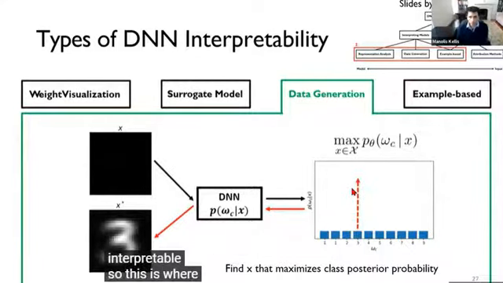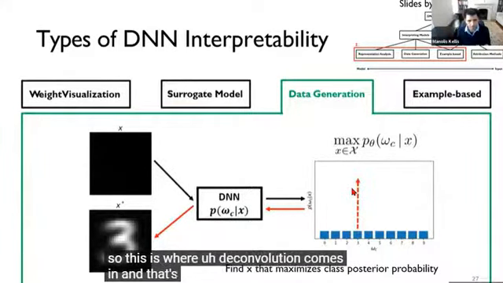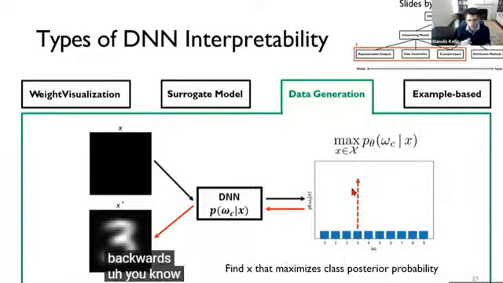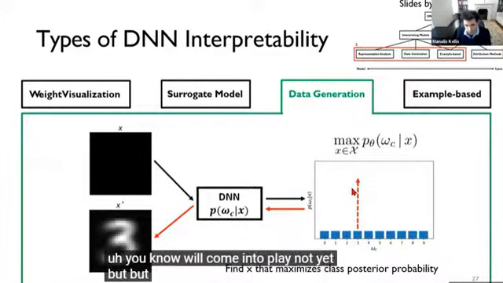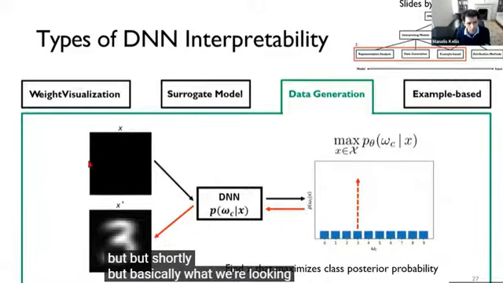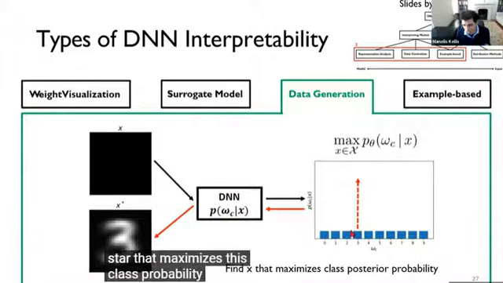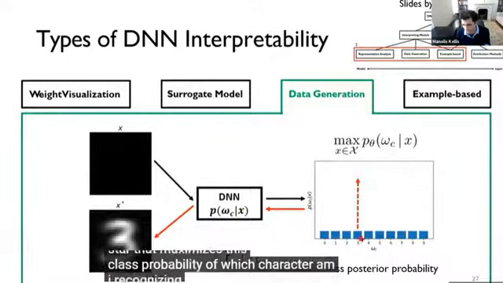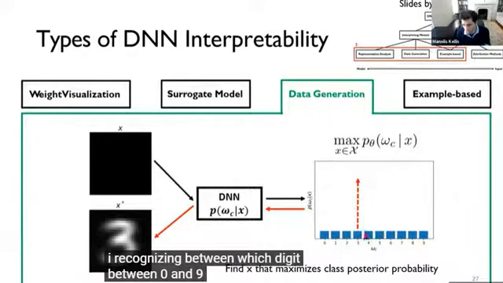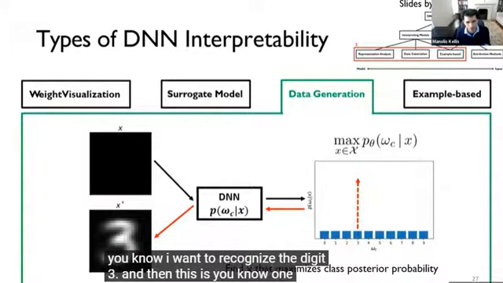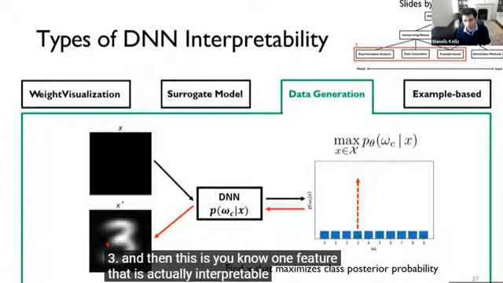So this is where deconvolution comes in, and that's where running the convolutional models backwards will come into play. Not yet, but shortly. But basically, what we're looking for is an X star that maximizes the class probability of which digit between 0 and 9 I am recognizing. I want to recognize the digit 3. And then this is one feature that is actually interpretable within that constraint.